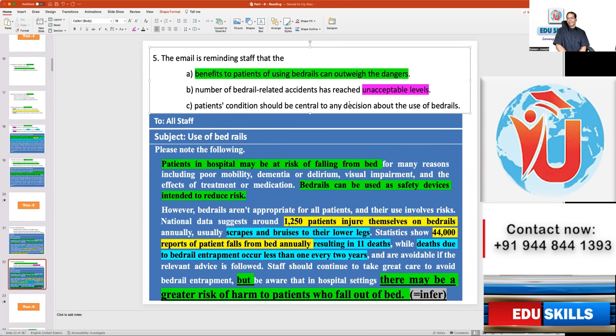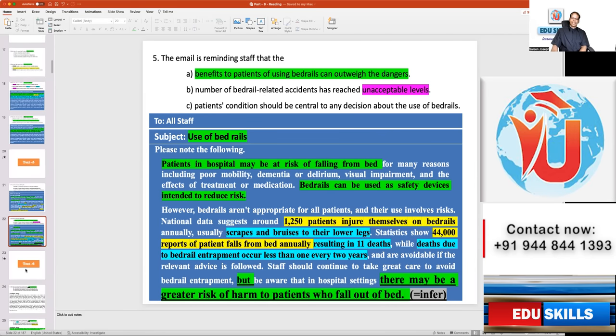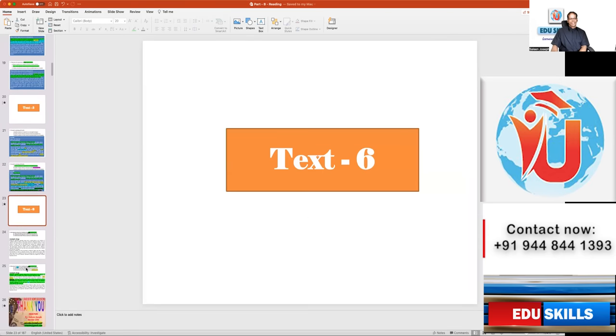Patients considered to be central to any decision about the use of bed rails. So this is only a caution. It can only be a caution. But the topic is the use of bed rails, right? That is the heading I said. You should concentrate on the heading and subheadings. So use of bed rails is the concept here. It's not the patients. Is that clear? Yes, Father, clear.